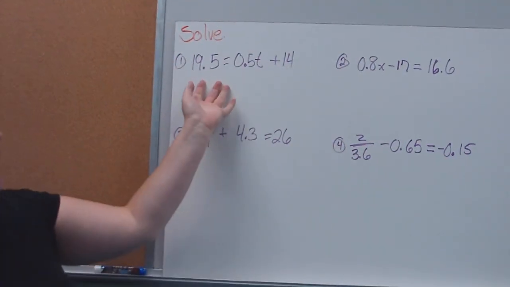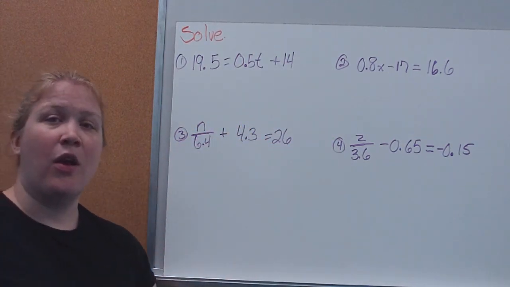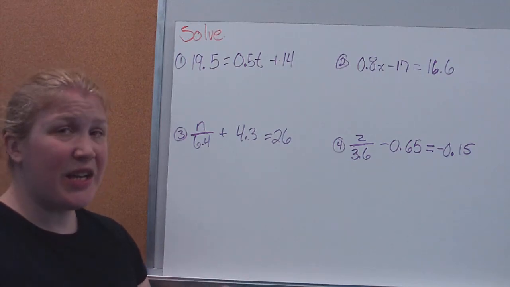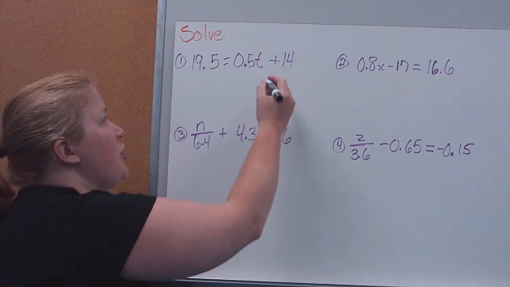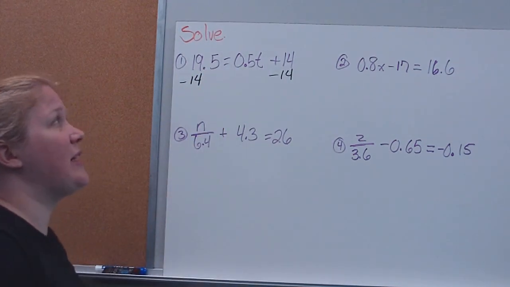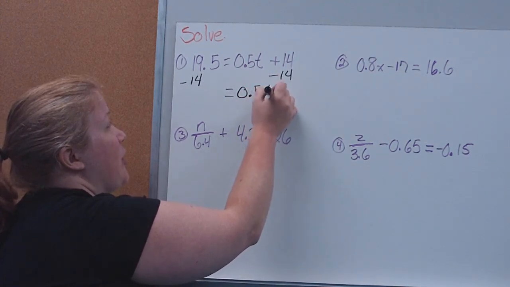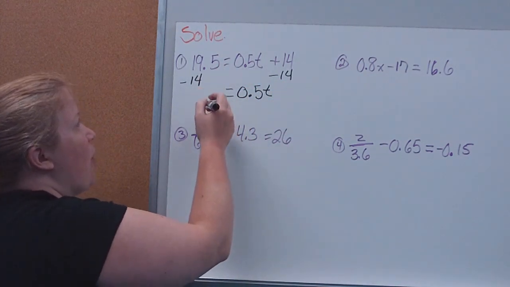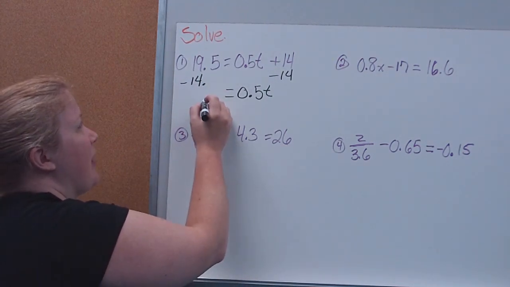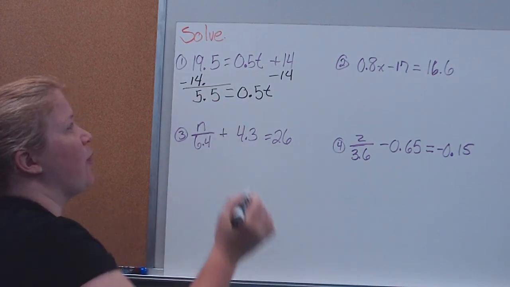So starting here, I take a look at my variable. I'm multiplying and I'm adding. Well, I want the inverse order of operations, which means the first thing I need to undo is my addition. I'm going to undo that using the inverse operation, which is subtraction. So we'll start out by subtracting 14 from both sides. On this side, I'm left with my multiplication, 0.5 times t. When I do the subtraction here, you'll notice I lined up my decimals. There's that implied decimal there. And I wind up with 5.5.